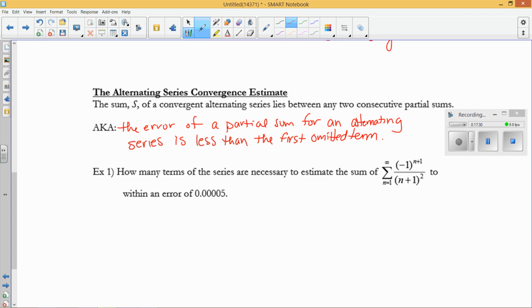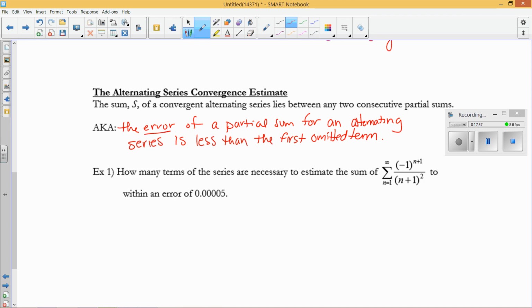Now wait a minute, this AKA doesn't read anything like what I wrote above there. The sum of a convergent alternating series lies between any two consecutive partial sums. Well, think about that. Consecutive partial sums mean you just add on the next term. So if I lie between two partial sums, that means the next term I added on was too much.